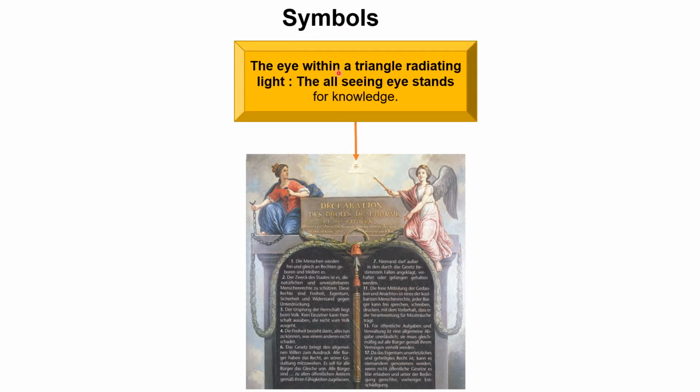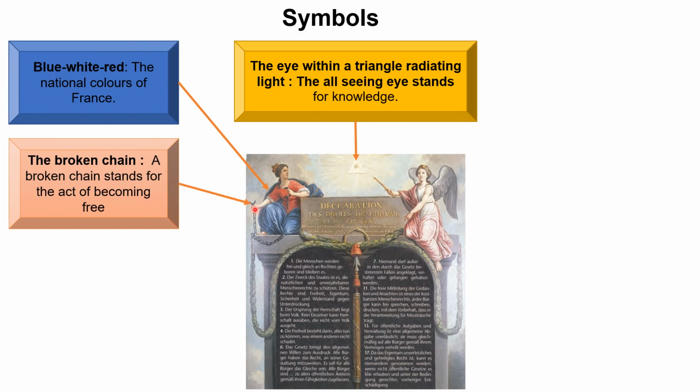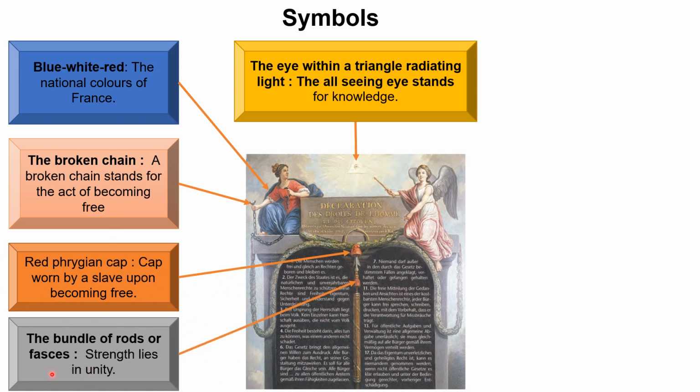The eye with a triangle radiating light: the all-seeing eye stands for knowledge. Blue, red, and white, the national colors of France. The broken chain stands for the act of becoming free. The red Phrygian cap worn by a slave upon becoming free. The bundle of rods or fasces: strength lies in unity.